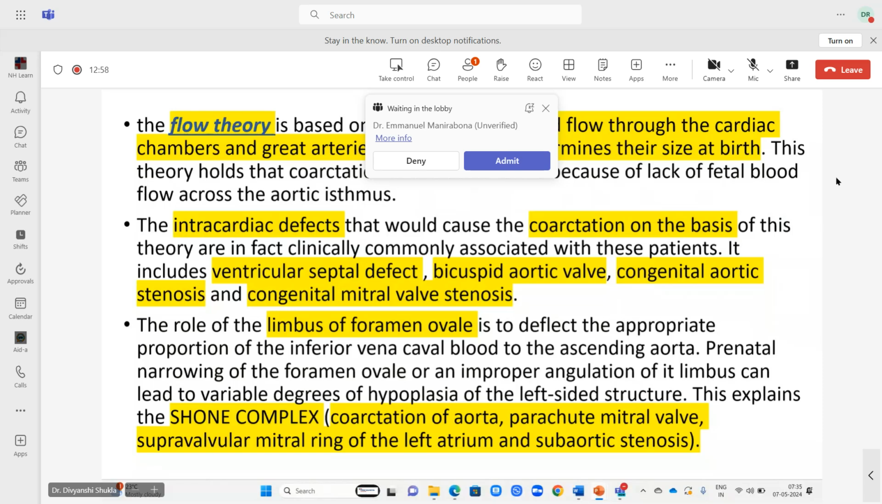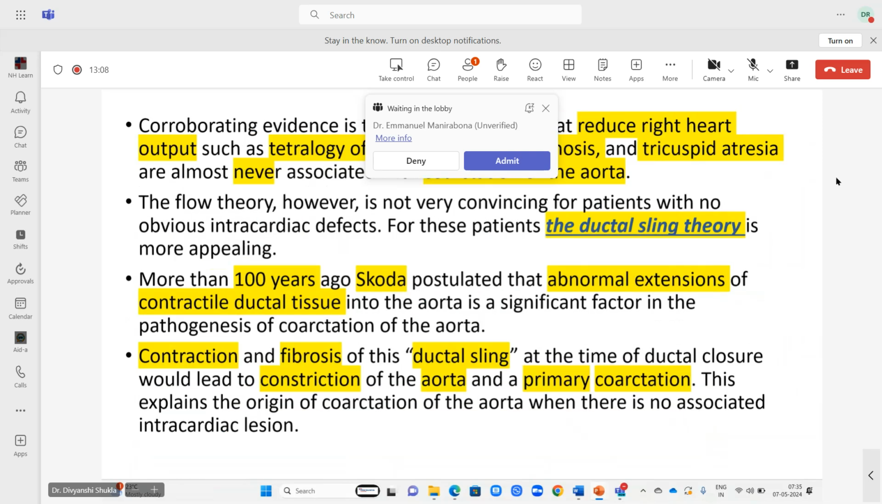This explains the shown complex: coarctation of the aorta, parachute mitral valve, supravalvular mitral ring of the left atrium, and subaortic stenosis. Corroborating evidence is the corollary that lesions that reduce right heart output, such as tetralogy of Fallot, pulmonary stenosis, and tricuspid atresia, are almost never associated with coarctation.